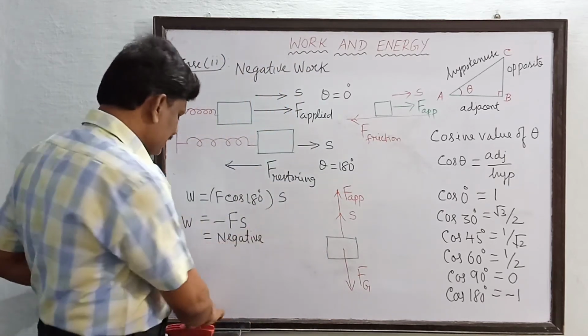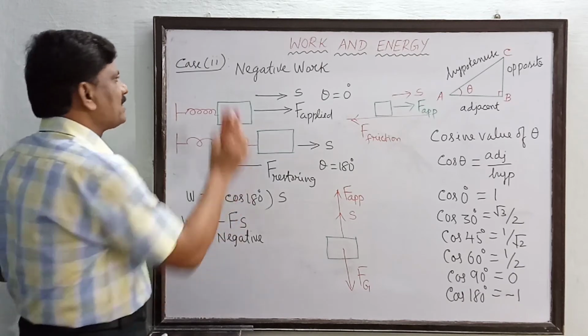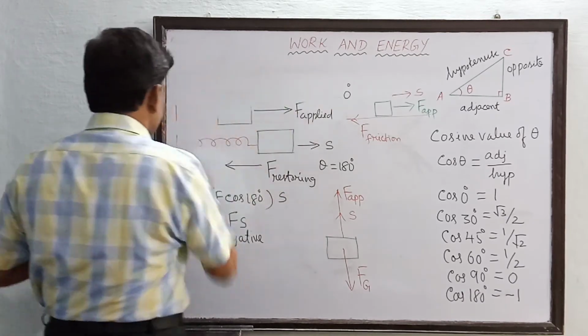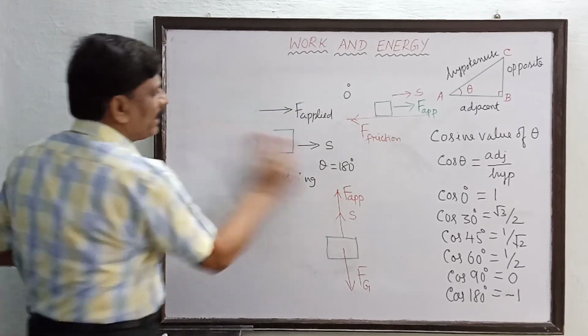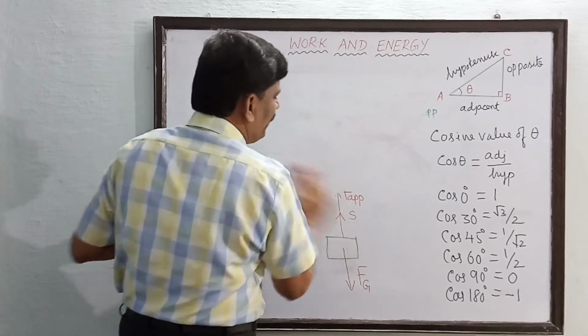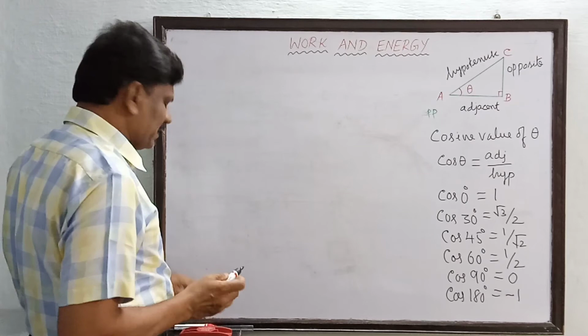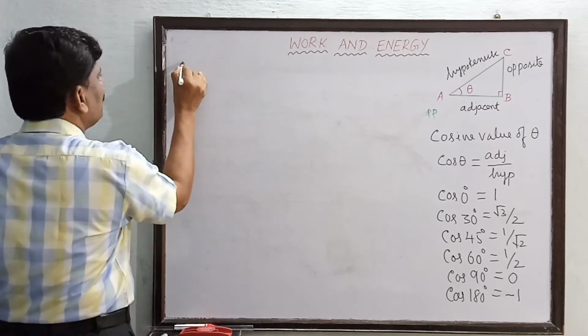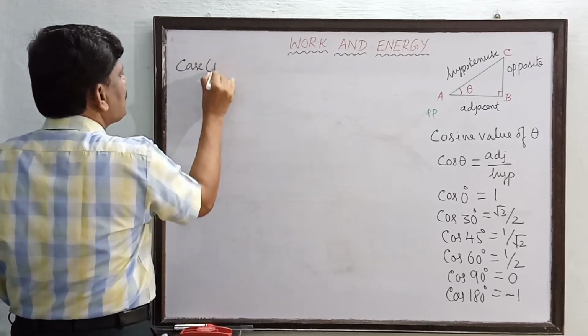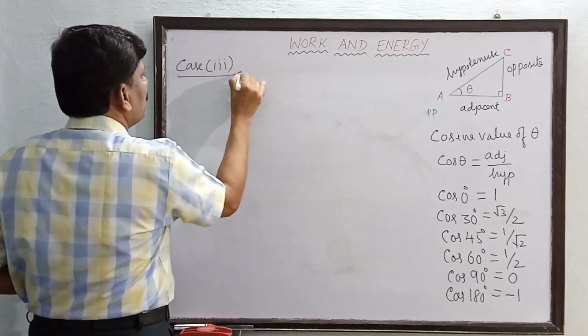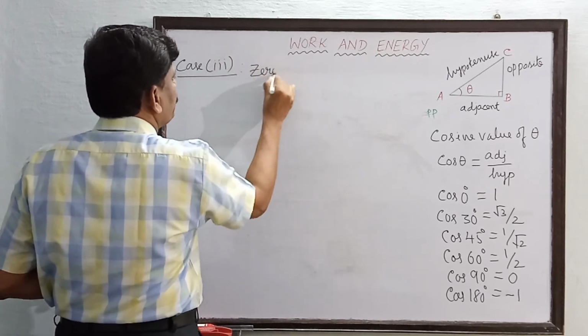Now along with this, zero work done is the next case. So case 3 is zero work done. Now when will the work done be zero? Under many conditions. You see here, this is also interesting. Case 3, zero work.